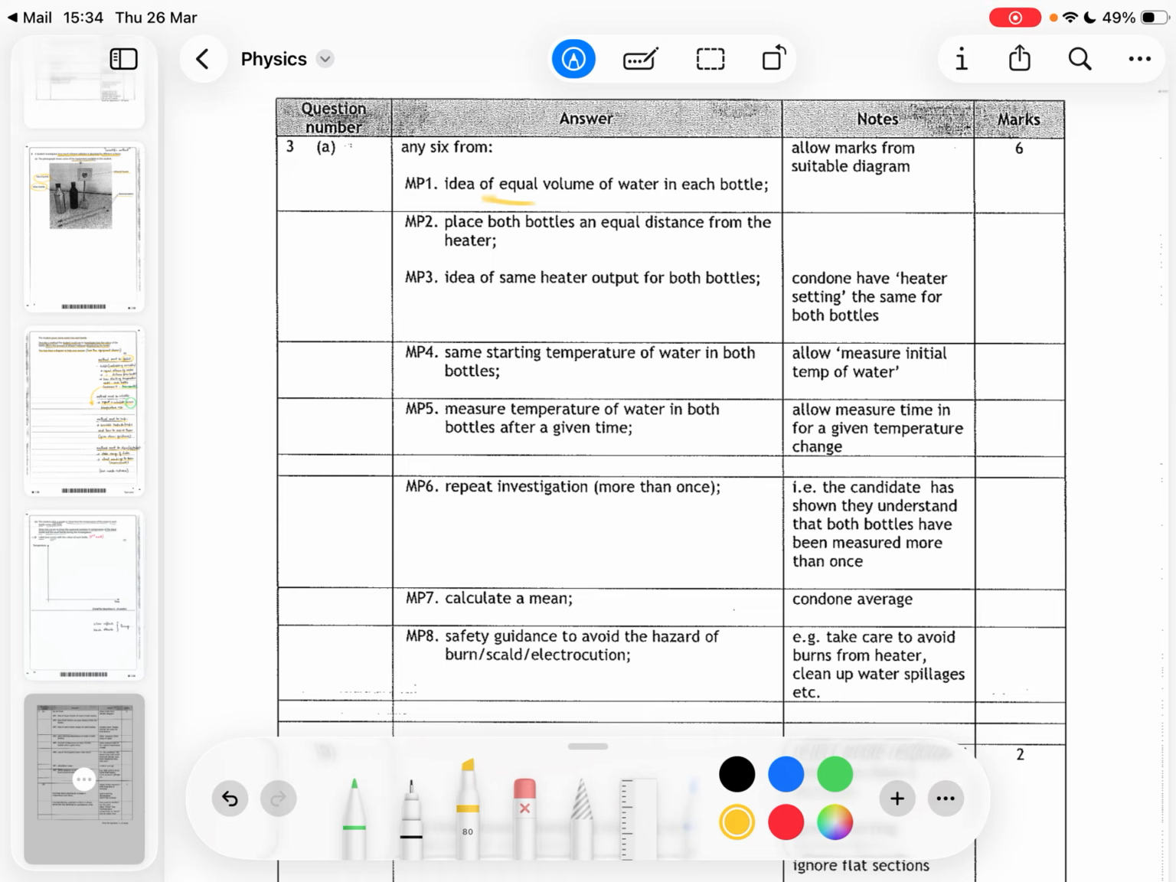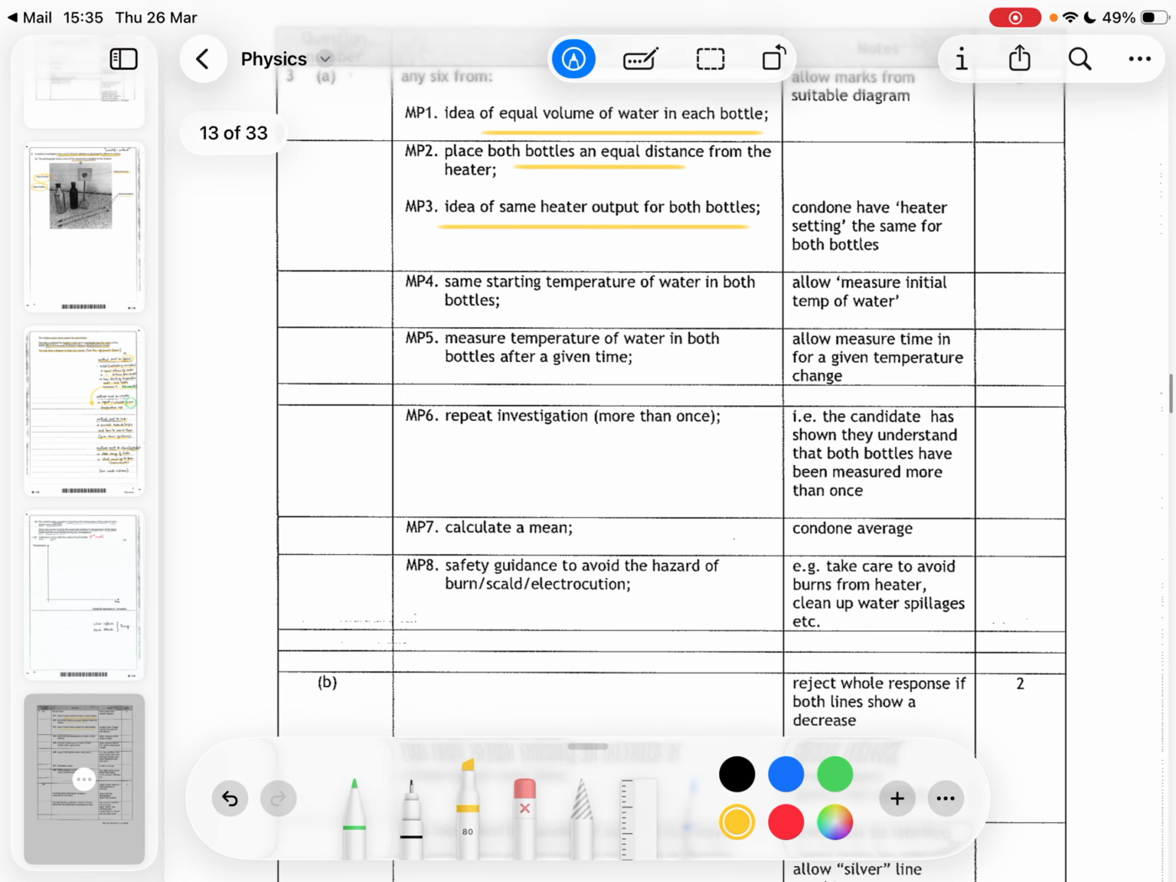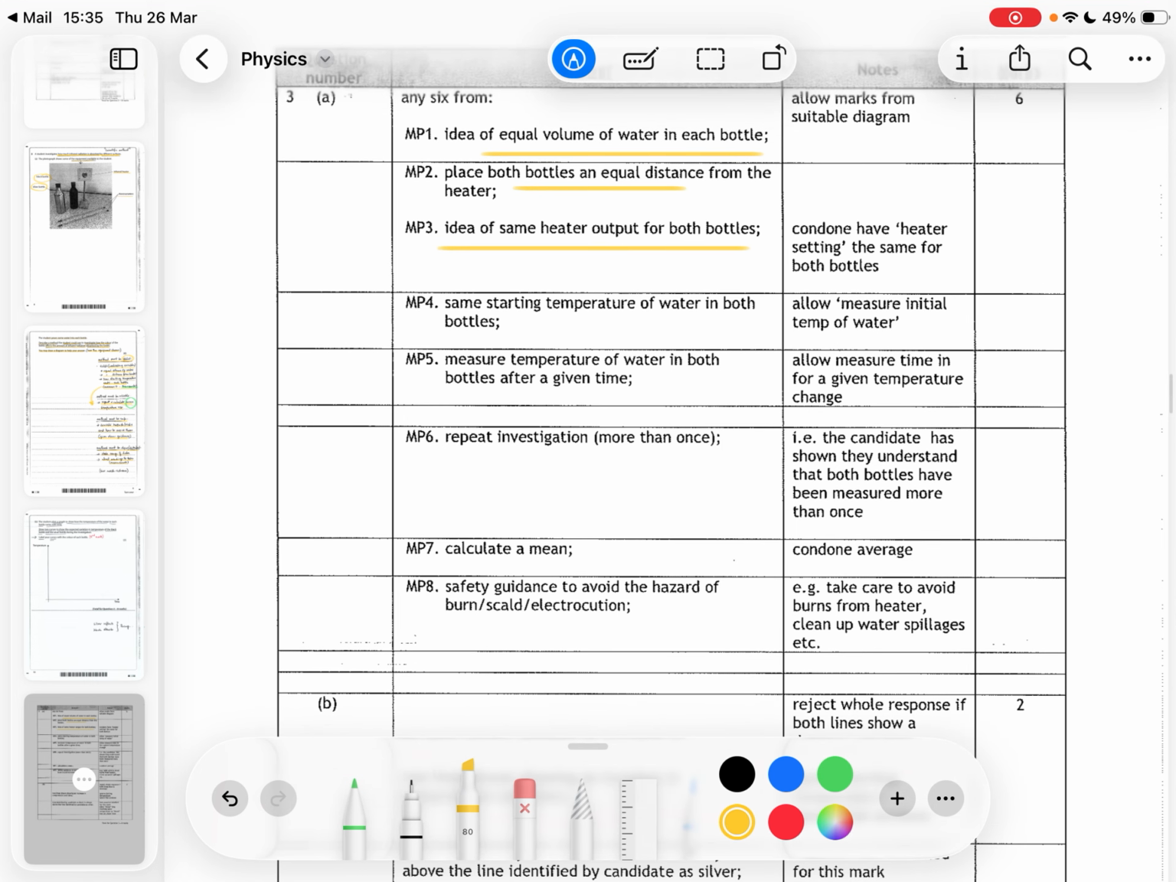So the idea of equal volume, we mentioned. Both must be the same distance from the heater. Same heater output, obviously, for both bottles, because if they're different distances, they won't get the same amount of energy intensity. Same starting temperature, we got that. Measure the temperature of the water in both bottles after a given time, or every 30 seconds might be good. Up to 5 minutes, say.